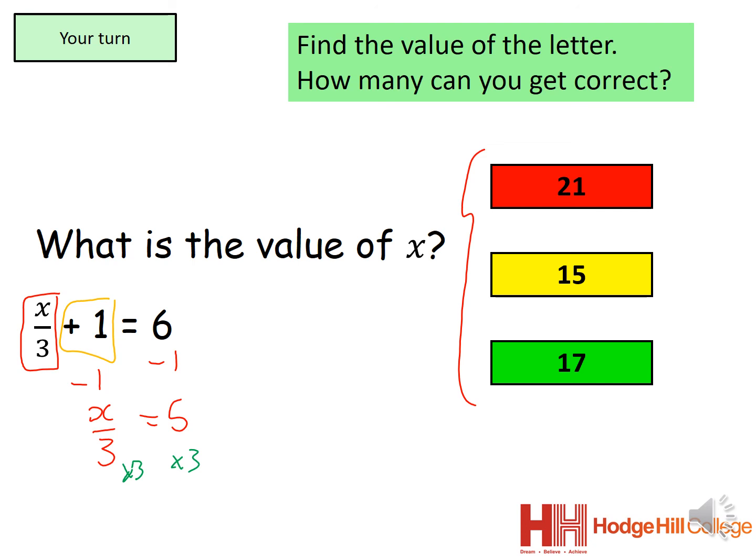So a third of x times it by 3 will give me 1x. And 5 times 3 will give me 15. So our final answer is x equals 15, the yellow one.